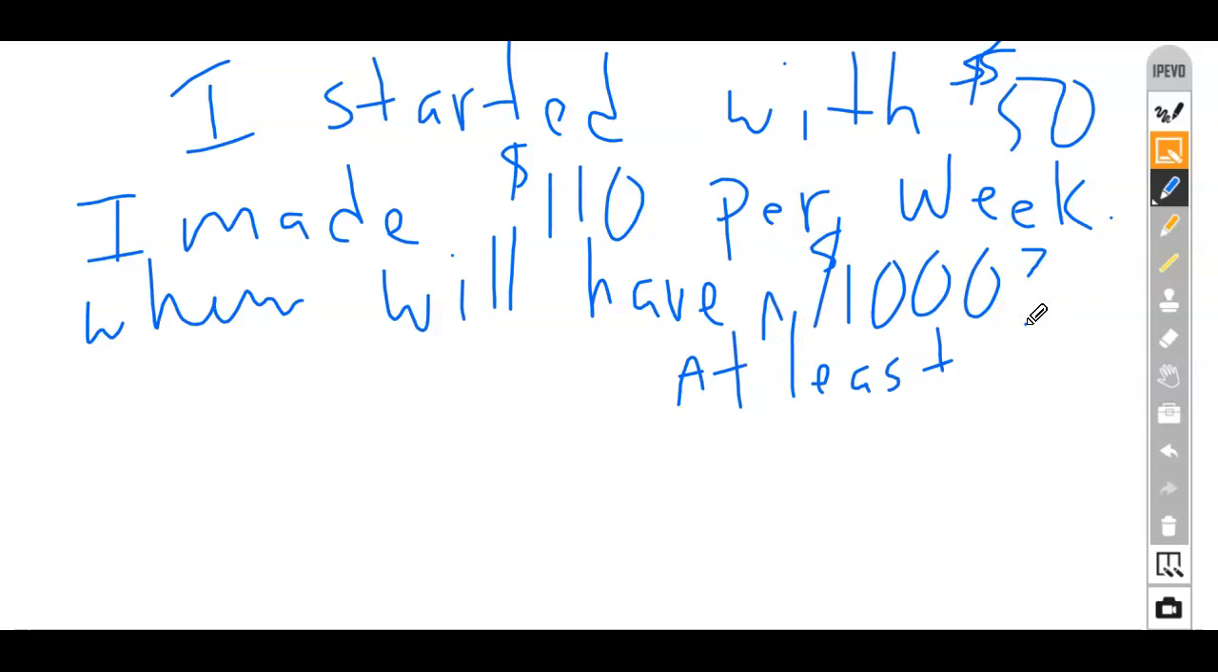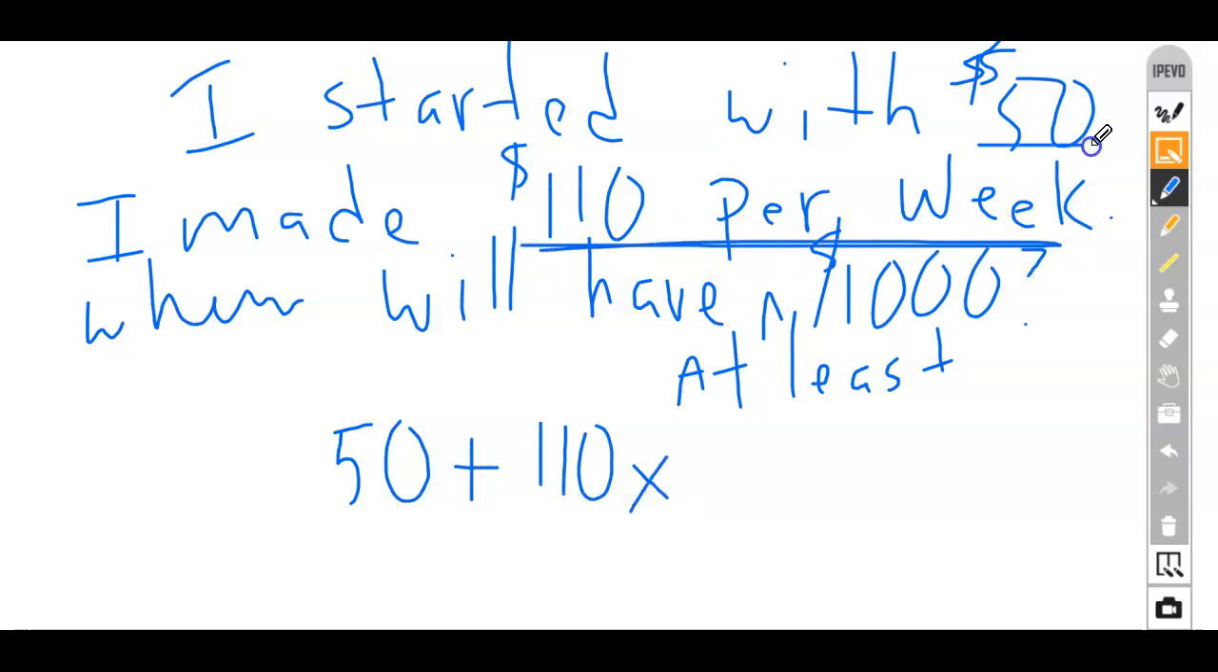Okay, so I start with $50 in my account, my piggy bank. I make $110 per week. When will I have at least $1,000? So we have to set up a two-step inequality on this. Think you know, Noah? $50 plus 110x, right? Because that's per week. This is just a one-time. I started with it. And then 1,000 goes on the other side.